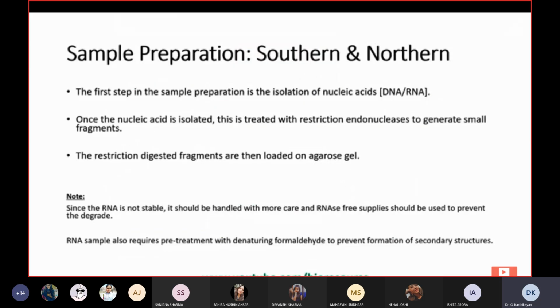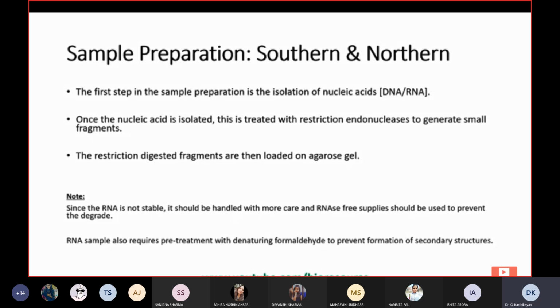The first step in the sample preparation is the isolation of nucleic acids, DNA or RNA for the Southern and Northern blotting. Once the nucleic acid is isolated, this is treated with restriction endonucleases to generate small fragments. And the restriction digested fragments are then loaded on agarose gel for the separation.